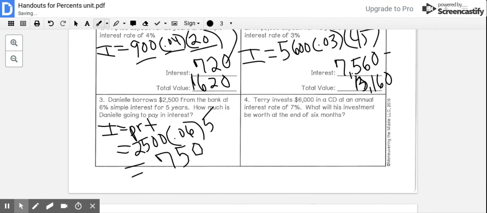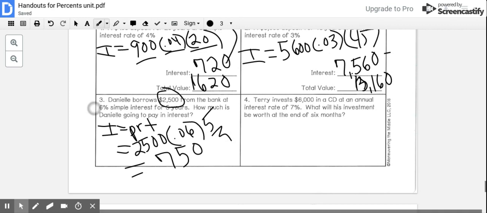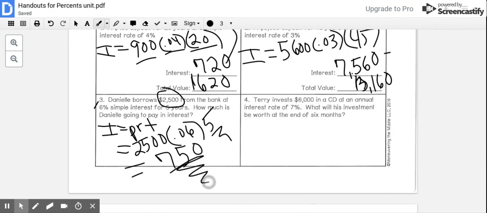So maybe this is like a cheap little car that she's buying. She's borrowing it from the bank. It's going to take her 5 years to pay it off at this interest rate, which is pretty normal for a bank. And so she's going to end up paying this much extra just to buy the car. So in the end, the car's over $3,000 that she has to pay. So that's why it's smart to save this money first for your first car.